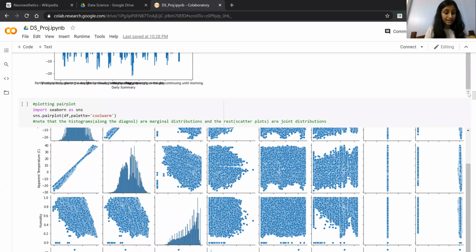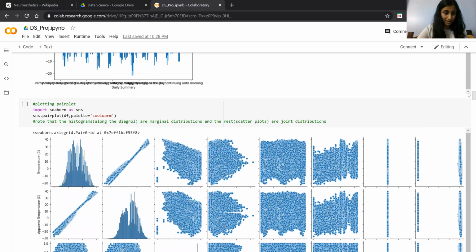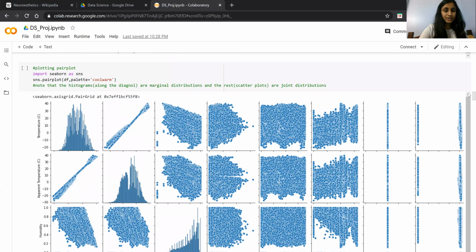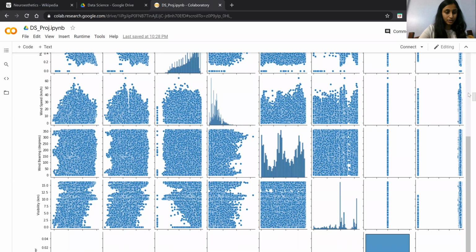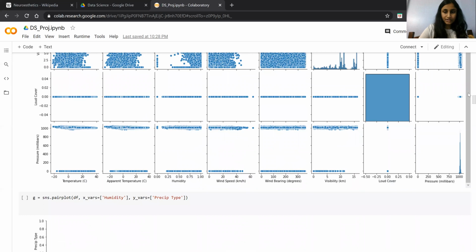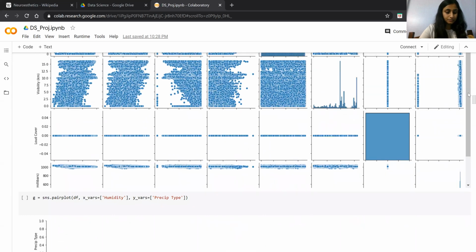Okay, so next the pair plot. The pair plot is to show the pairwise relationships in the data set. The pair plot was plotted using the Seaborn library. So this is the pair plot. All of these are the data points that have been distributed.